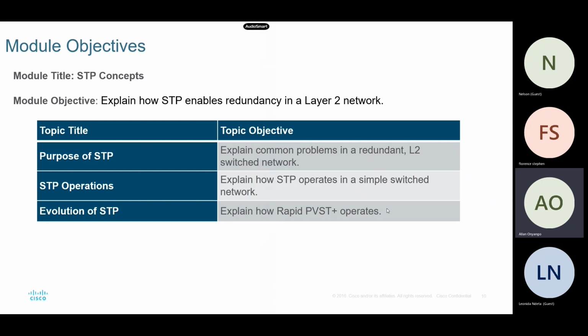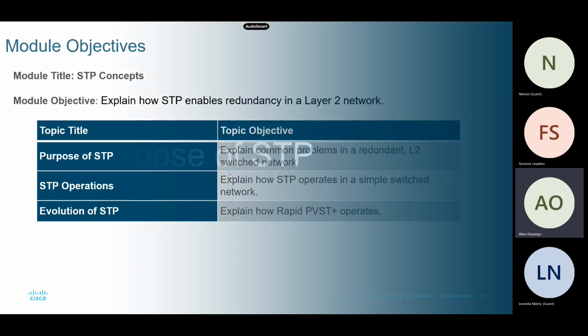So let's start by talking about what exactly we are going to cover this evening. We'll explain the common problems within redundant layer 2 switch networks, and that will tell us the major purpose of STP. We look at how it operates, and then how it has been evolving ever since.